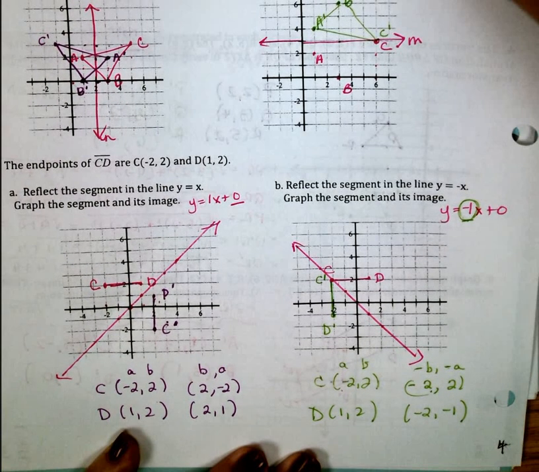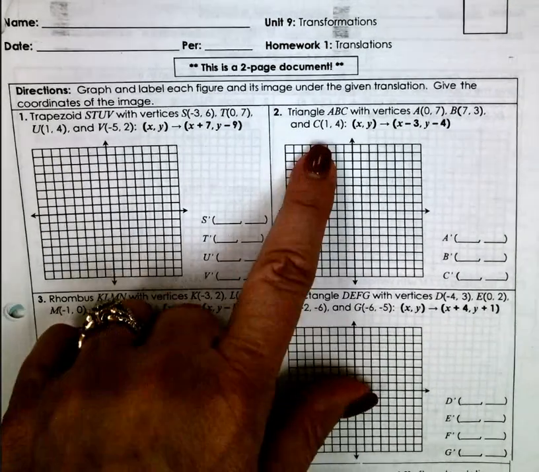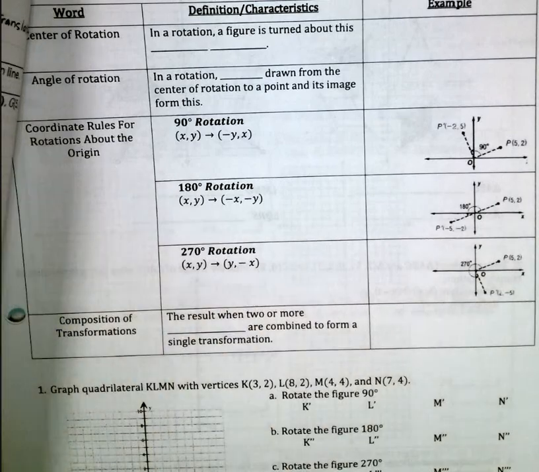So what you're going to work on right now is the next page in your notes packet. You have here a front and back on translations and on reflections. So it's page 6, front and back.